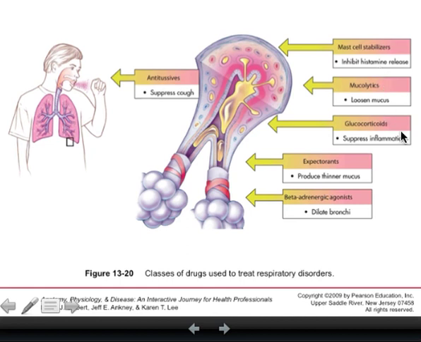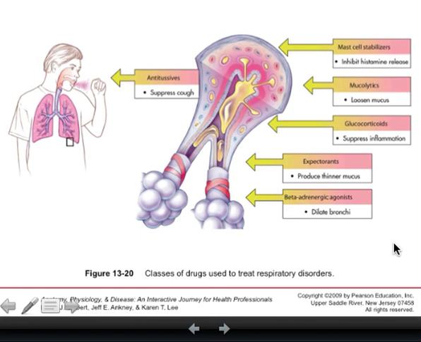Mucolytics loosen mucus, essentially allowing you to clear the mucus that's often laden with pathogen and dying tissue from the lungs more easily, allows you to more easily breathe. Glucocorticoids are inflammation suppressors, so very often they are used as inhaled steroids. And expectorants produce thinner mucus, so they act similar to mucolytics. In fact, you often get meds that are a combination of a mucolytic and an expectorant in order to clear that junk out of the lower and upper respiratory tract.